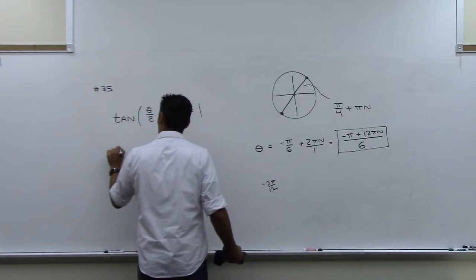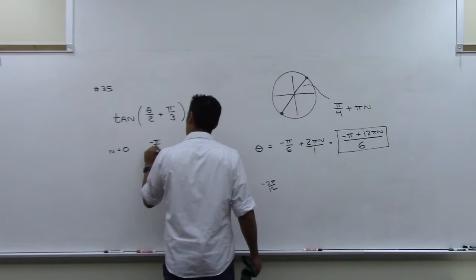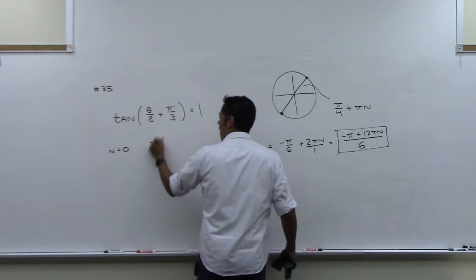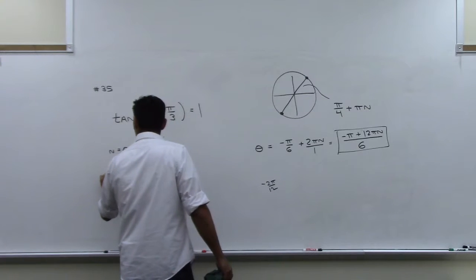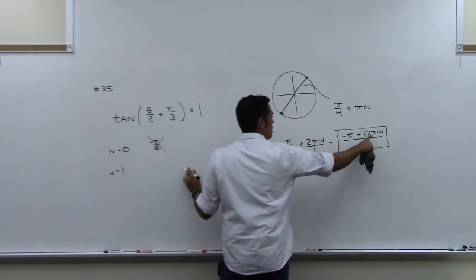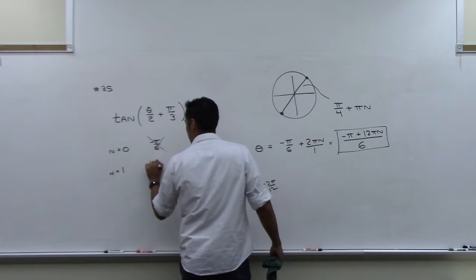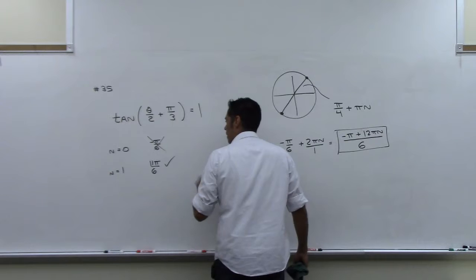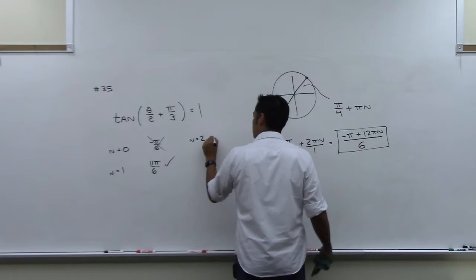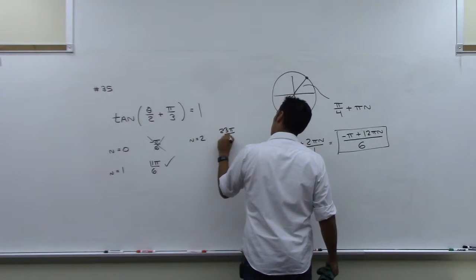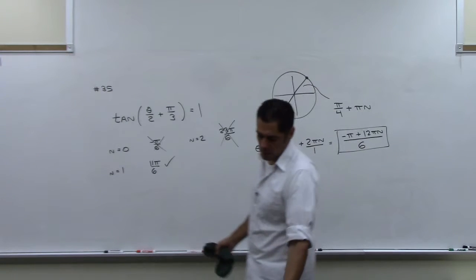So if n is 0, sorry. If n is 0, I just get negative pi over 6. Right? And I throw that out because that's not within 0 to pi, so I throw it out. If n is 1, I get negative pi plus 12 pi, it's 11 pi over 6. That does work. If n is 2, 24 pi minus a pi, it's 23 pi over 6. That's outside of 2 pi. So I only have one answer, 11 pi over 6.